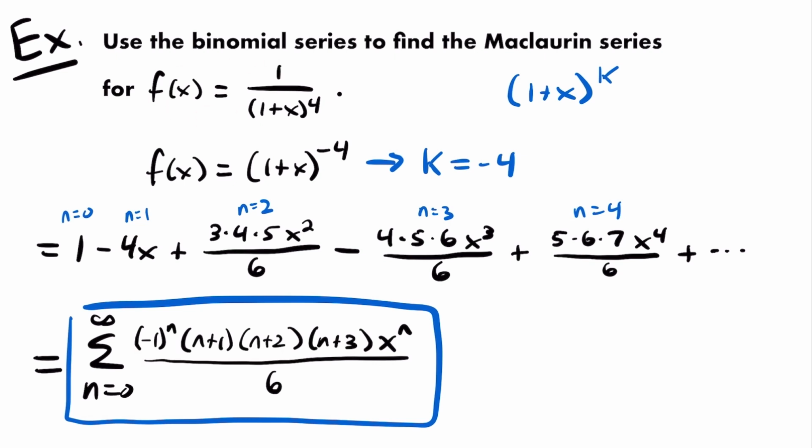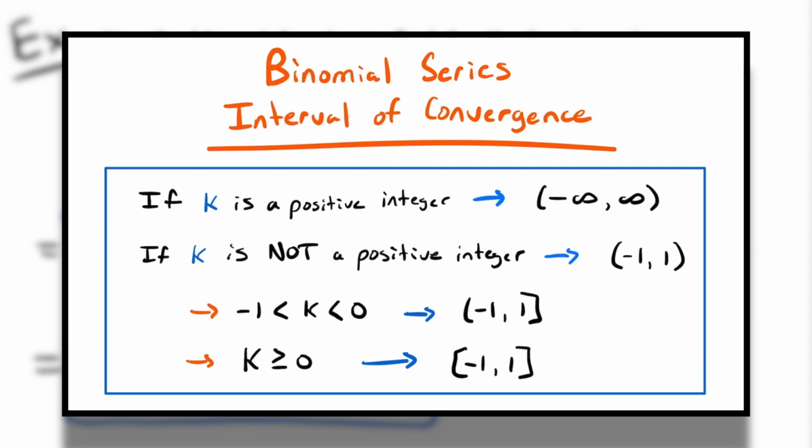All right, the only other thing that we need to mention is the interval of convergence for this Maclaurin series. And the interval of convergence is going to be based on the value of k for the function that the series represents. And so here's how you can find the interval of convergence based on that value of k. If k is a positive integer, meaning numbers like 1, 2, 3, 4, and so on, right? Whole numbers that are positive, then your interval of convergence will be from negative infinity to infinity. The power series or the Maclaurin series will be convergent for all values of x.